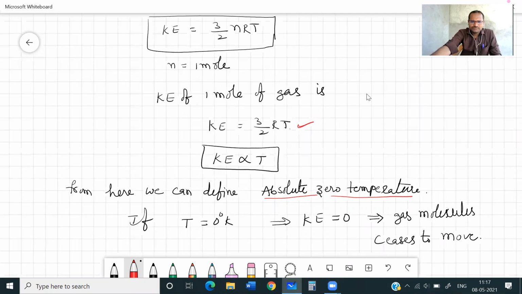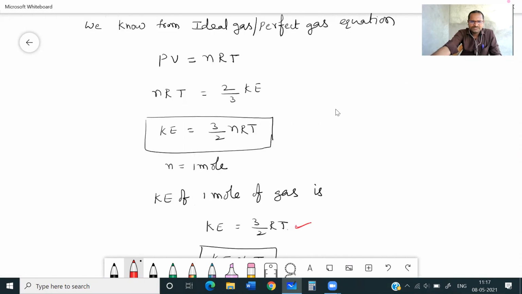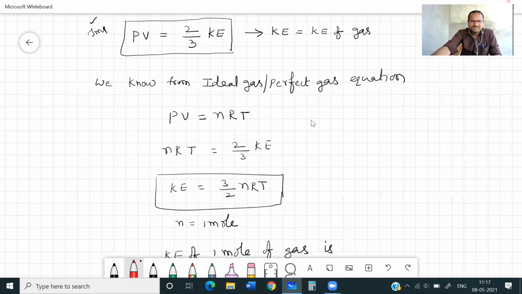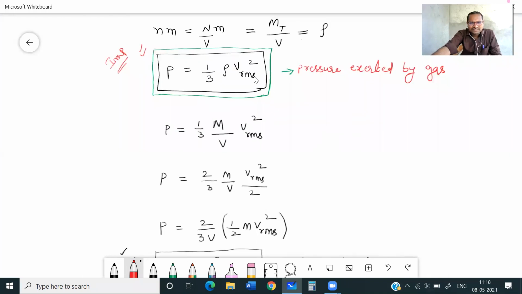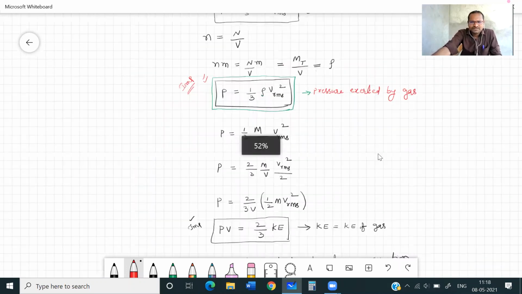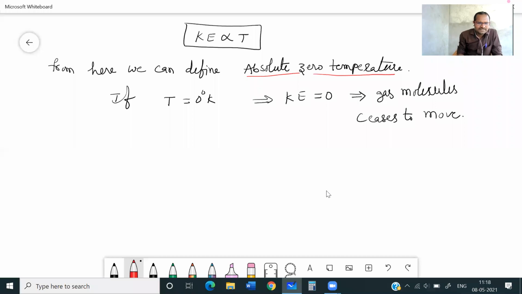Okay. Let us come back to the same equation. Let us come back to this equation again. P is equal to 1 by 3 rho VRMS square. Yes. So P is equal to 1 by 3 rho VRMS square. I am writing another format of the equation.